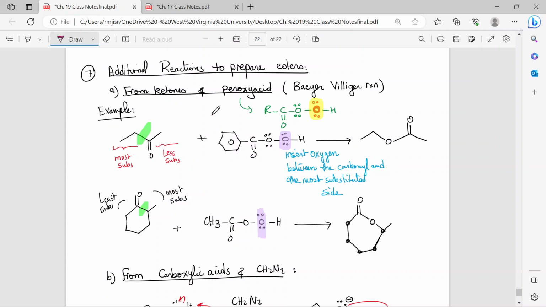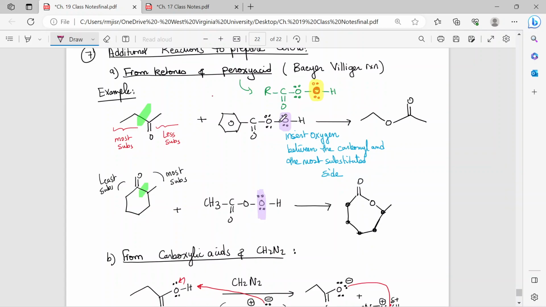So besides forming esters from Fischer esterification, which is the reaction of the acid and the alcohol in acidic medium, we can form esters by a reaction called the Baeyer-Villiger reaction. Now, this reaction uses a peroxy acid. A peroxy acid is an acid that has two oxygens that are connected with a sigma bond. This is called a peroxy or a peroxide, connected with a bond.